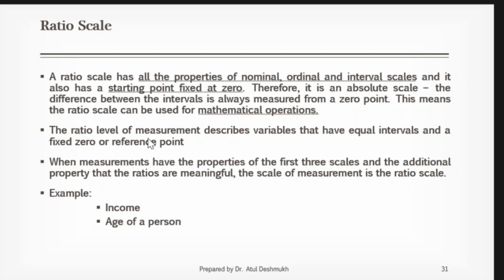The ratio level of measurement describes variables that have equal intervals and a fixed 0 or a reference point. So we have a reference point here. It's not an arbitrary point. It's not an imaginary point. It is actual 0, the 0 point. It is a starting point. When measurements have the properties of the first 3 scales and the additional property that ratios are meaningful, the scale of measurement is called a ratio scale. Meaning ratios should be meaningful.